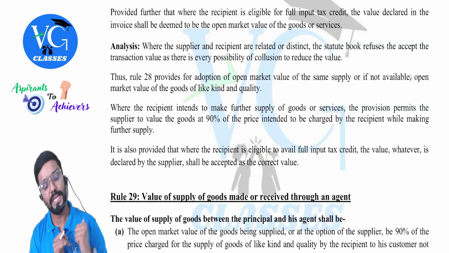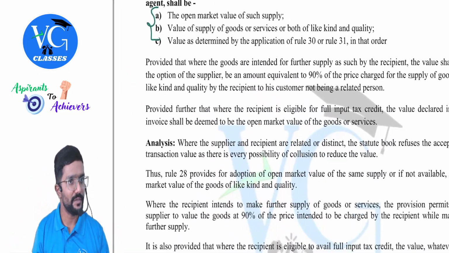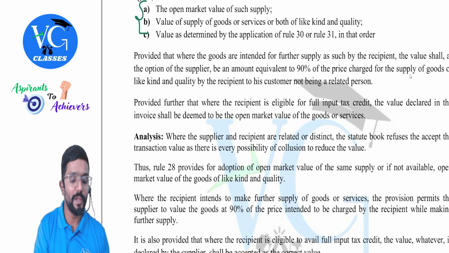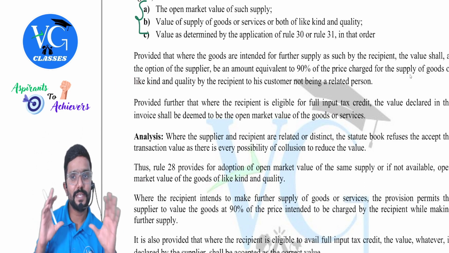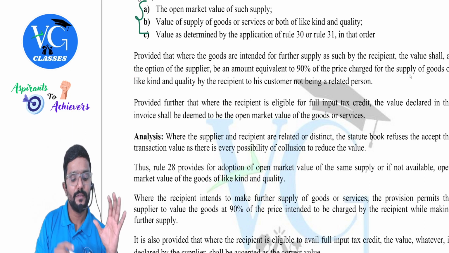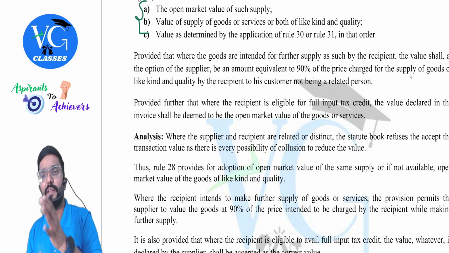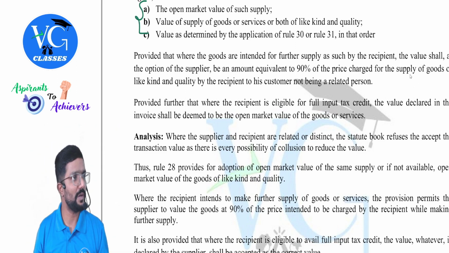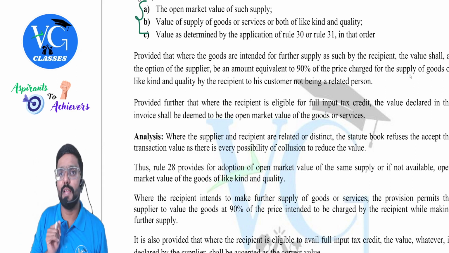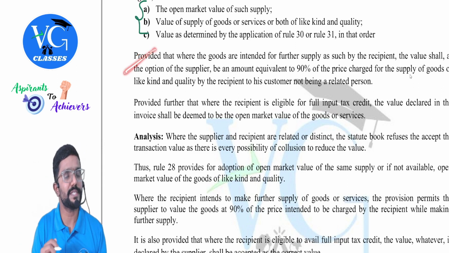Okay. See, what I suggest is, first they have given A, B, C, then they have given the provisos. But what I suggest is go in reverse. First check, what do you check? Whenever there is a supply between related persons, first check whether the recipient can claim credit. If the recipient can claim credit, then whatever is the value declared between the parties, that is the value of supply. That's all. If the recipient cannot claim credit, then check this provision.